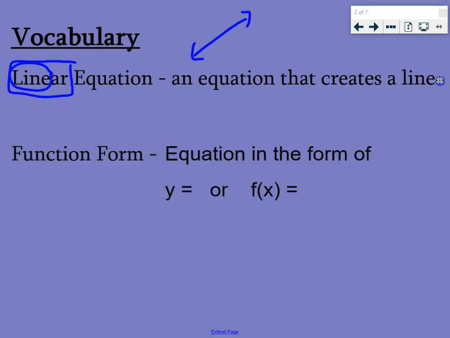Function form is an equation in the form of y equals or f of x equals. So we worked with this function notation two sections ago, but it can also be in the y equals form, just depending on what notation we're using at the time.